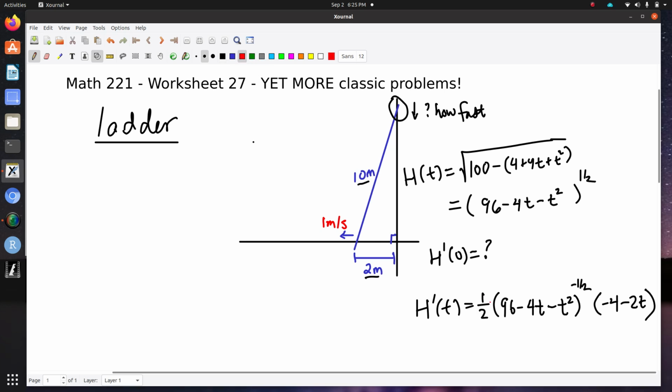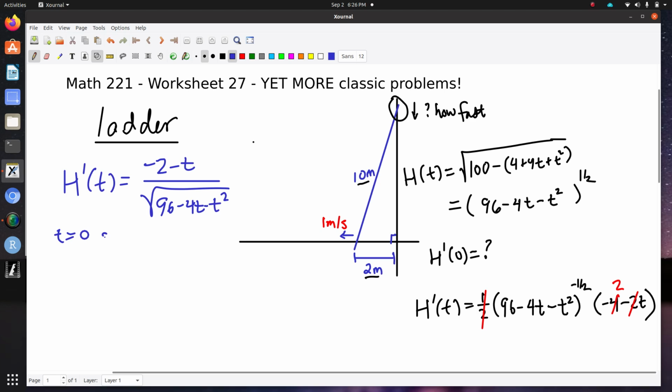Notice we just ended up with a 1/2, so we can get rid of the 4 and make it a 2 and get rid of that 2. So what we end up with is h prime of t equals, in the numerator, -2 minus t over the square root of all this stuff. And it looks horrible, but it won't look horrible for long because t is equal to 0. So h prime of 0 is going to be -2 over square root of 96.